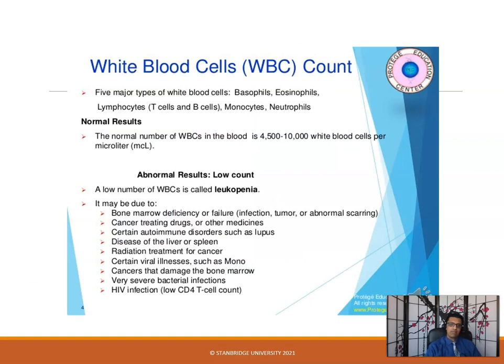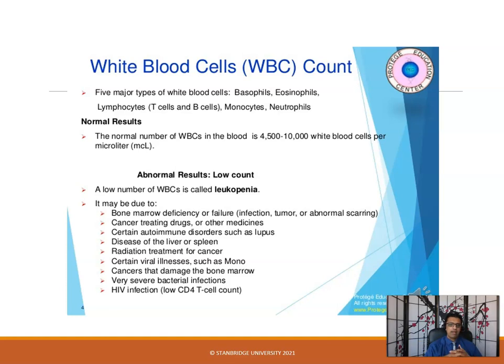Now, there are 5 major types of white blood cells. You have basophils, eosinophils, lymphocytes, monocytes, neutrophils. The way I remember the acronym is never let monkeys eat bananas. I don't know if you remember that from anatomy: never is neutrophils, let is lymphocytes, monkeys is monocytes, eat is eosinophils, and bananas is basophils. So it goes from the most abundant, neutrophils, to the least abundant, basophils.